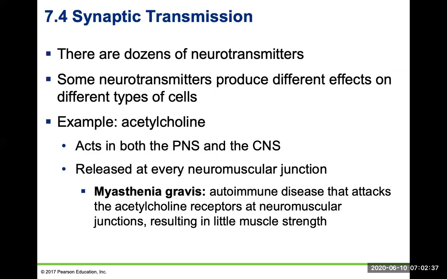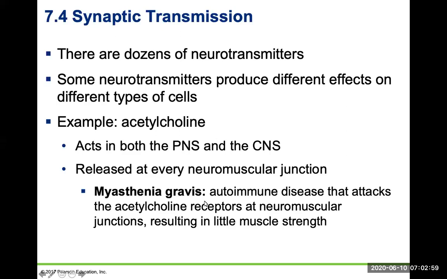There are dozens of neurotransmitters that get released from the presynaptic knob. Some neurotransmitters produce different effects on different types of cells. Acetylcholine acts in both your peripheral and central nervous system, and it's released at every neuromuscular junction, which is the junction between a neuron and a muscle cell.